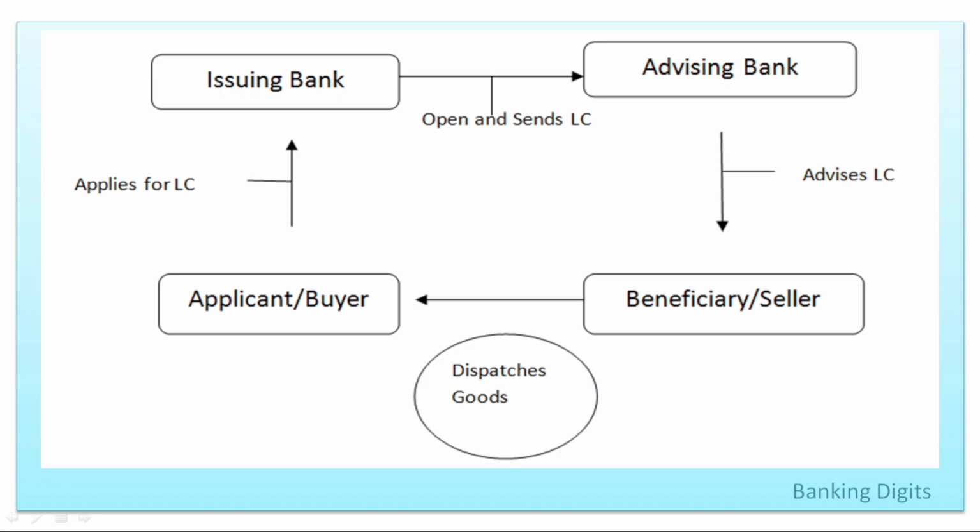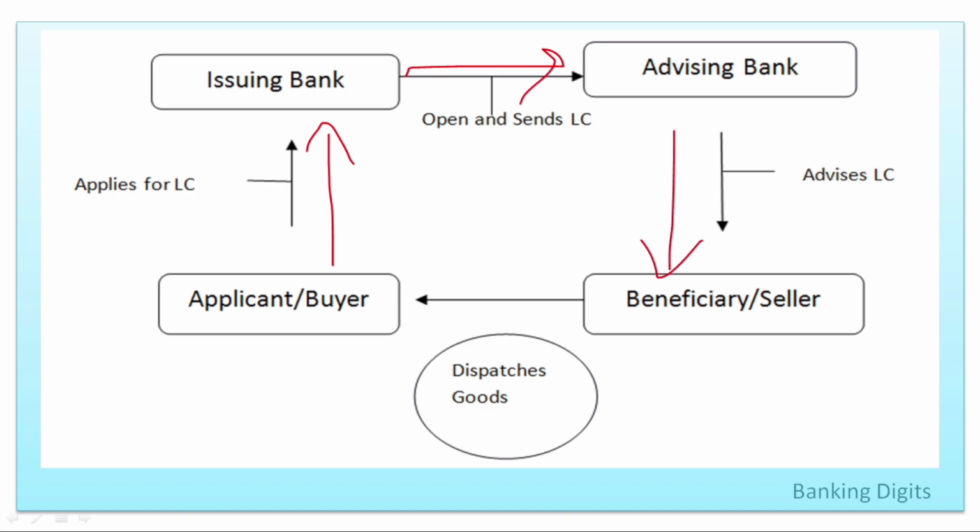Now, with this contract, the applicant approaches his bank to open the LC as per the terms and conditions mentioned in the contract. Then the issuing bank opens the LC and sends the LC to the advising bank, which is situated in the country of the beneficiary, for further advising to the beneficiary. After getting the LC, the advising bank advises the LC to the beneficiary of the LC.